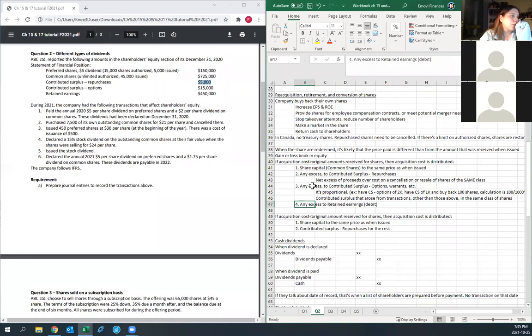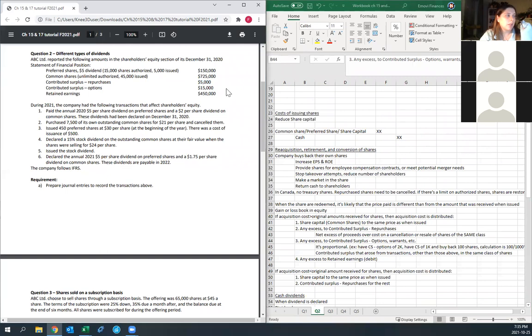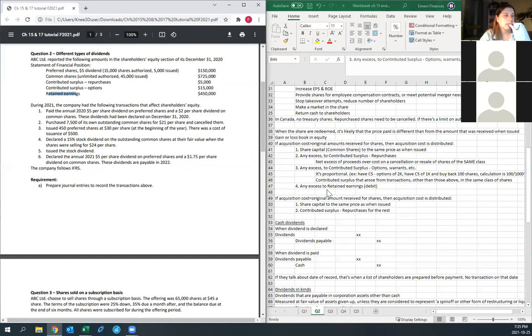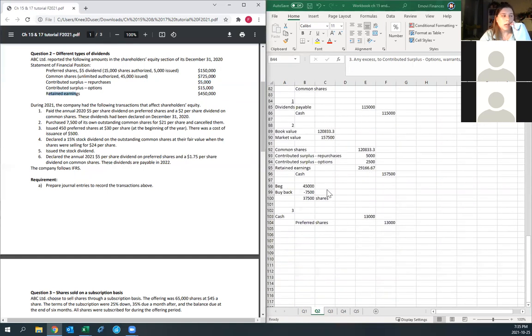So let's say you didn't have a contributed surplus option warrants account here, then you would have debited your common shares for the amount that we did. You would have debited your $5,000 here for the contributed surplus repurchase, and you would have put the difference in retained earnings because you didn't have the options. Okay, got it. Got it? Yeah. Perfect. Thank you. No problem.